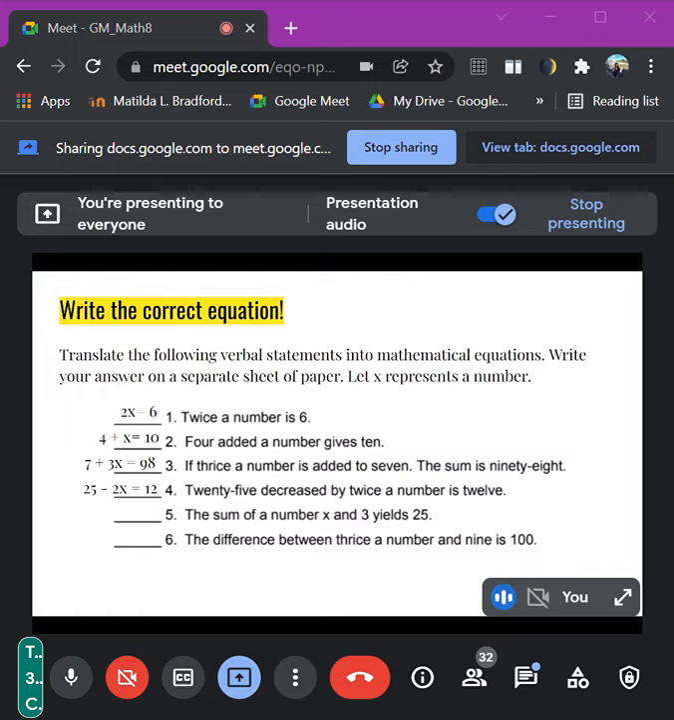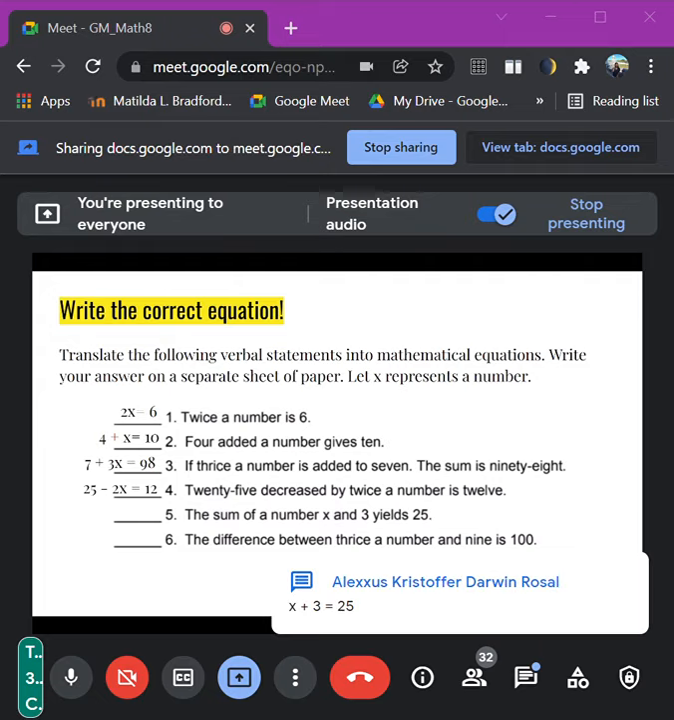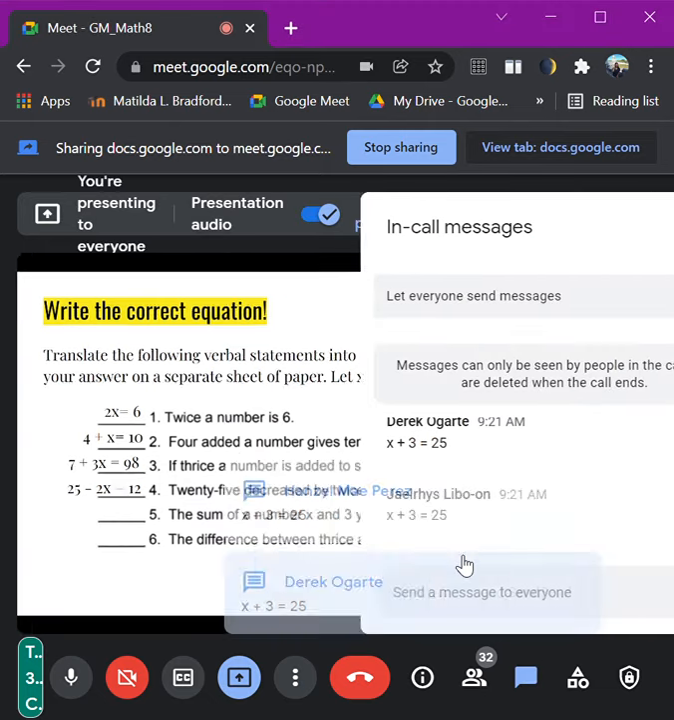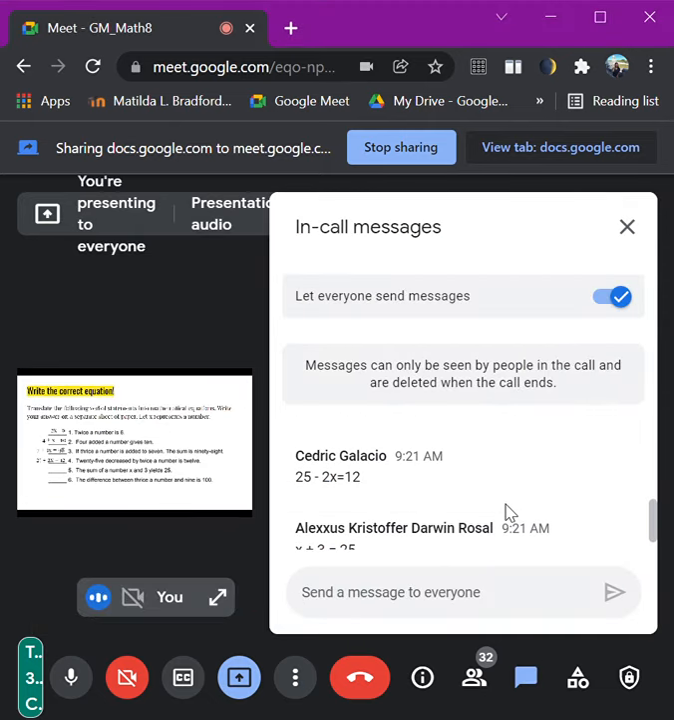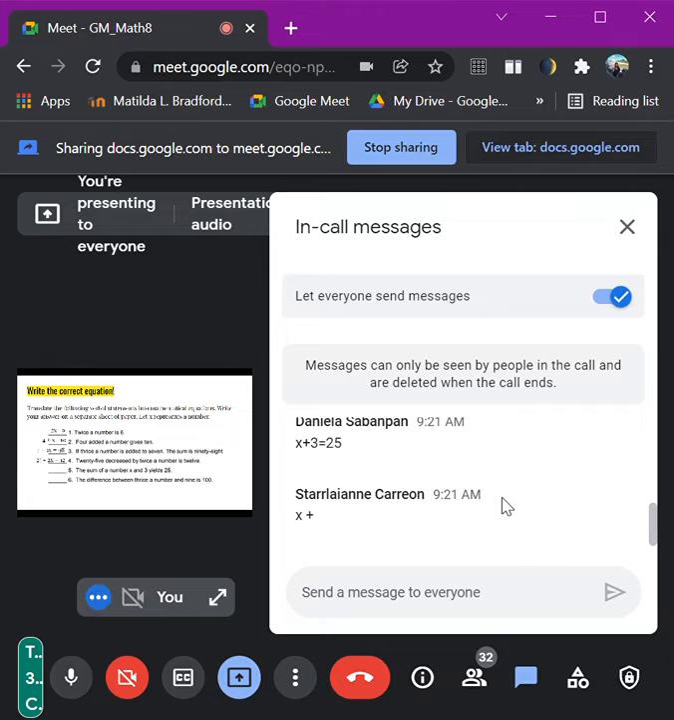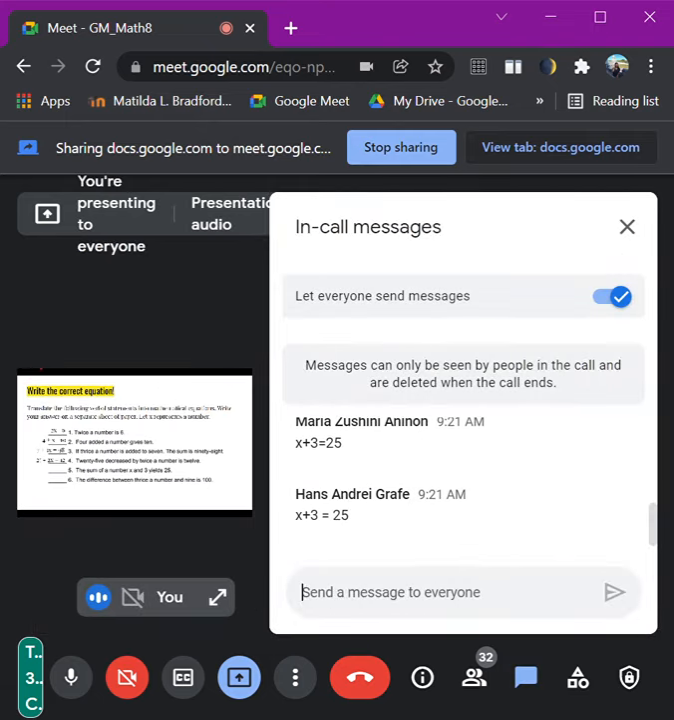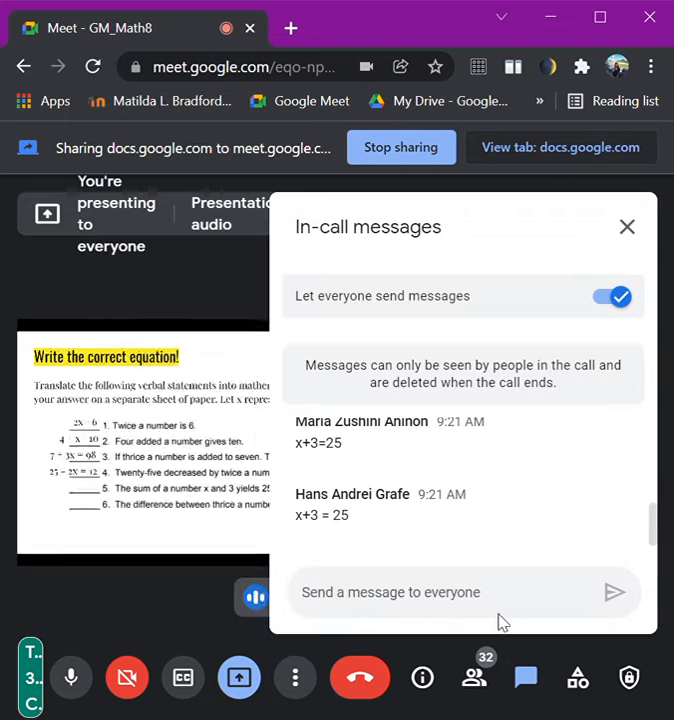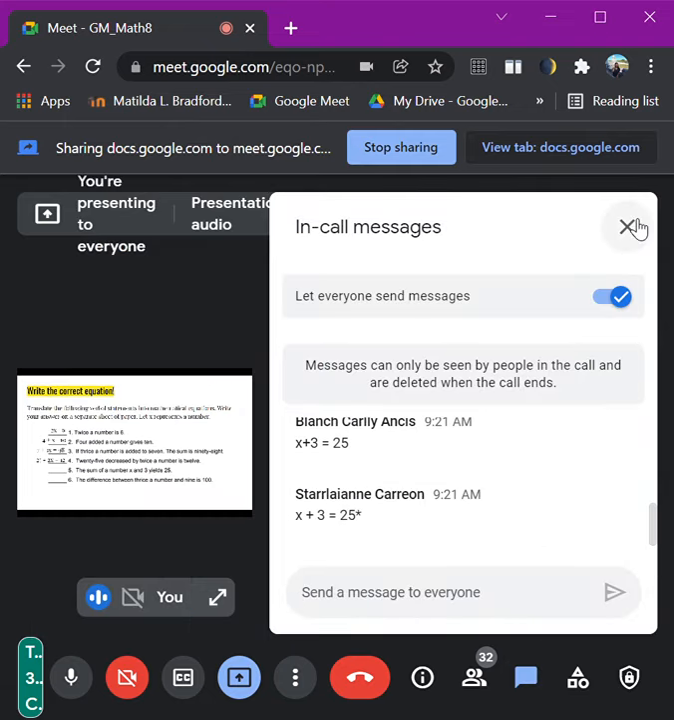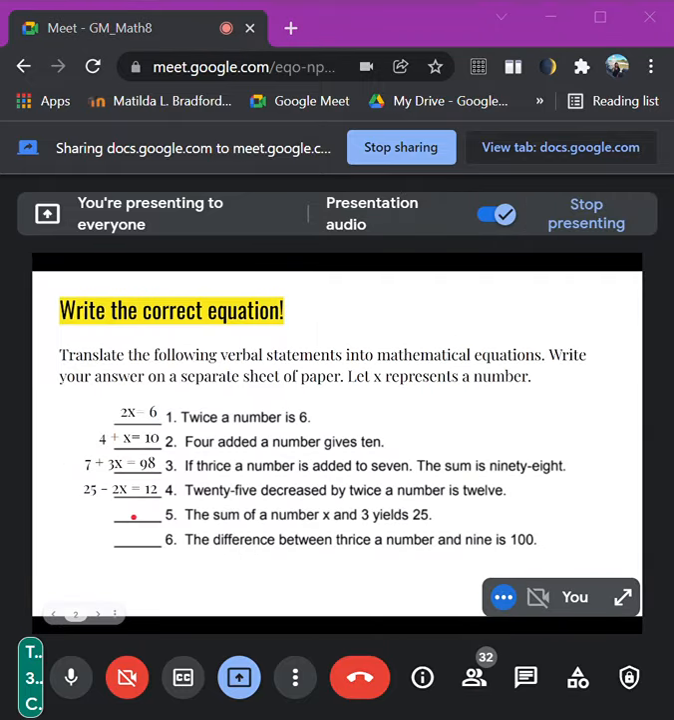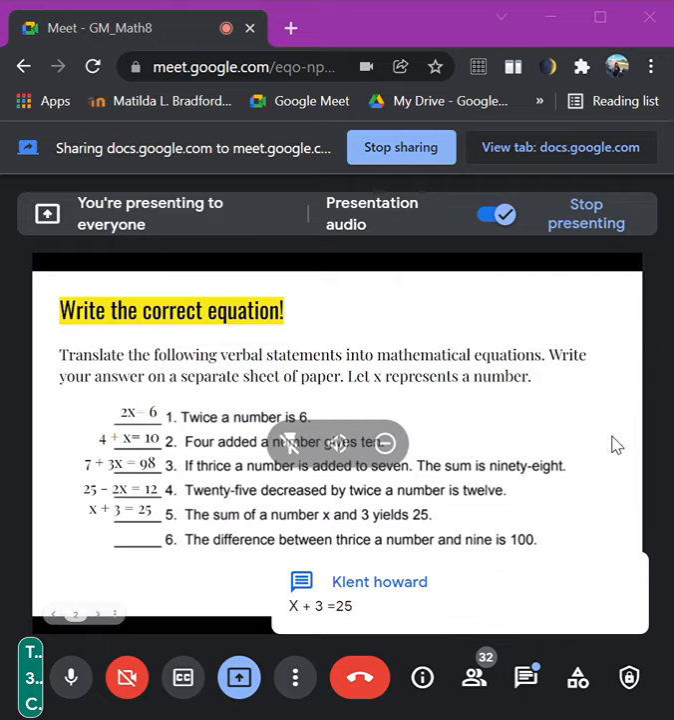Now, let's go to number 5, class. We have the sum of a number x and 3 yields 25. Okay, we have x plus 3 is equals to 25. Okay, I hope those people who are silent and not participating in the chat understand what we are discussing here. Okay? So now your answer, which is x plus 3 is equals to 25, is correct. Very good. Okay, questions for number 5 class.